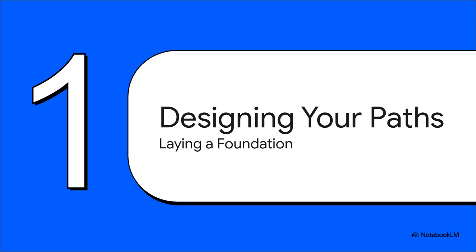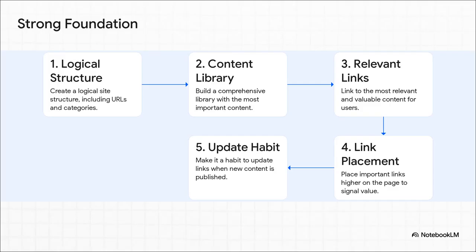Well, it all starts with a solid plan, a blueprint. This first part is all about laying down that strong foundation for your site structure. A strong foundation really comes down to 5 key things. First, you need a logical structure. Think of this as the basic layout of your garden plots. Then, obviously, you need great content to link to. From there, it's about making smart choices. You always want to link to the most relevant page, and by placing important links higher up on the page, you're signaling, hey, this is important. And finally, you've got to make it a habit. Every new blog post is a chance to weave your garden together just a little bit tighter.